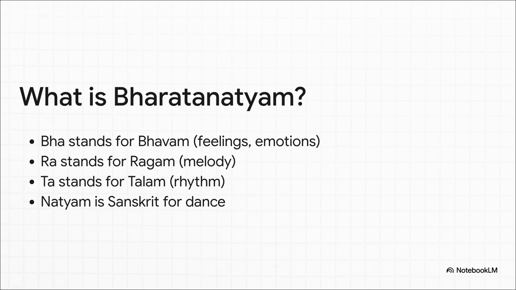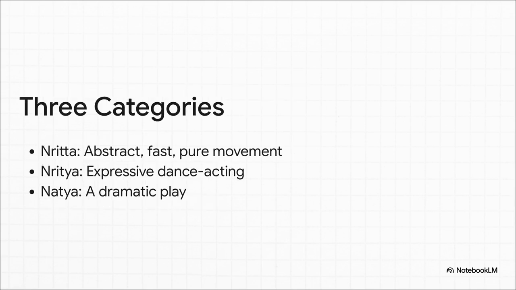How cool is that? Now, to physically pull this off, a Bharatanatyam dancer has to master 3 distinct categories of performance straight out of the ancient texts. First up is nritya. Think of this as pure, abstract, kinetic energy. It's fast, highly rhythmic, and all about the sheer beauty and speed of form. Next, you have nritya.